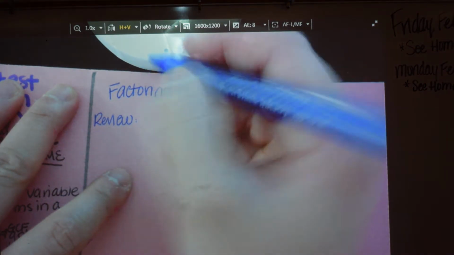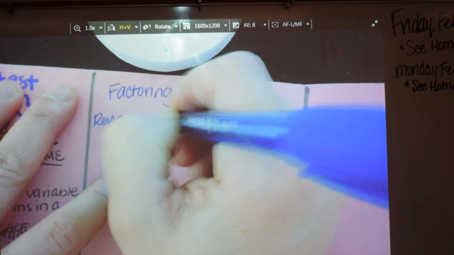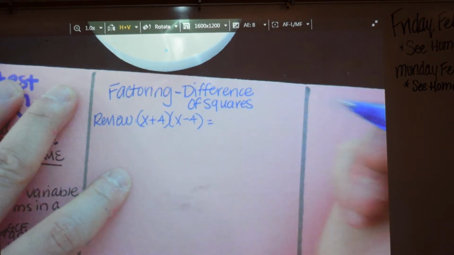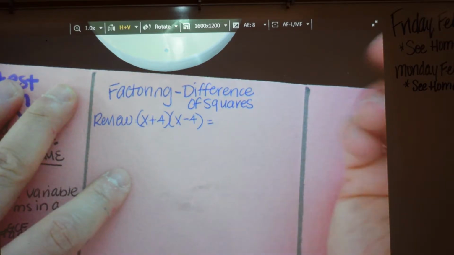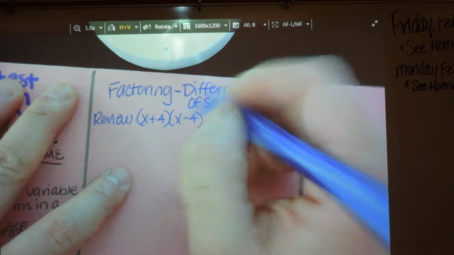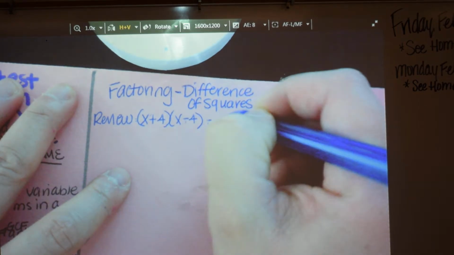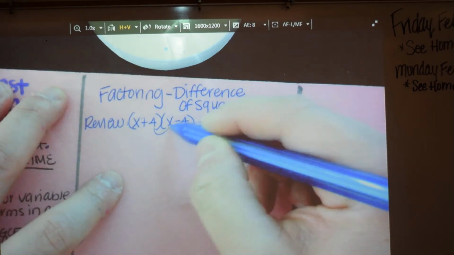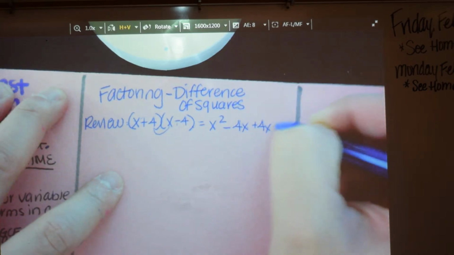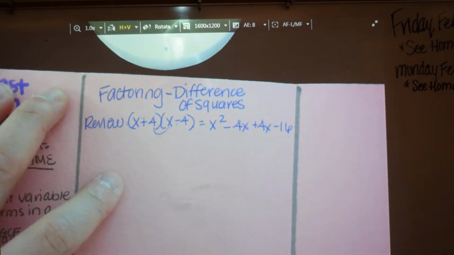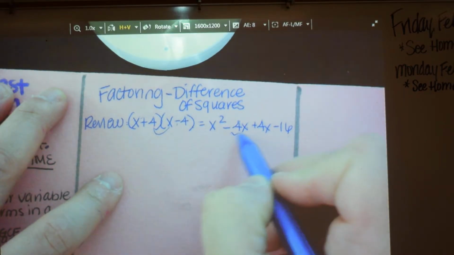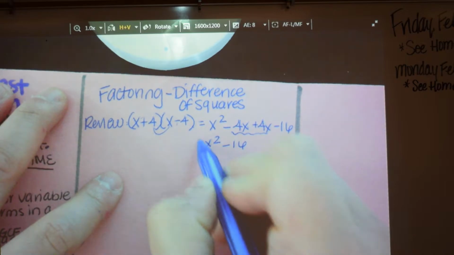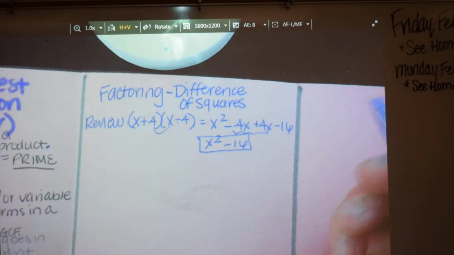So if I give you x plus 4 times x minus 4, if we were to simplify that, we would use the FOIL method, or you can use the box method. So x squared minus 4x plus 4x minus 16. And then we're going to combine like terms, which becomes a 0, so x squared minus 16. That is our simplified answer.